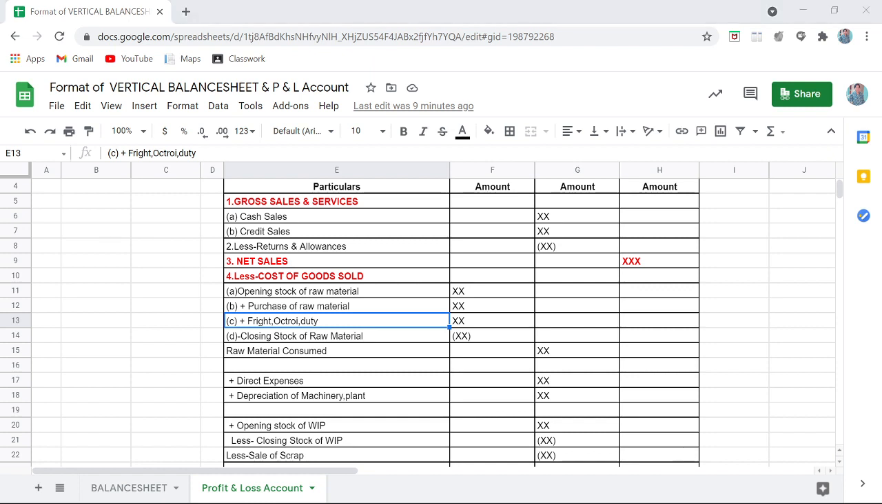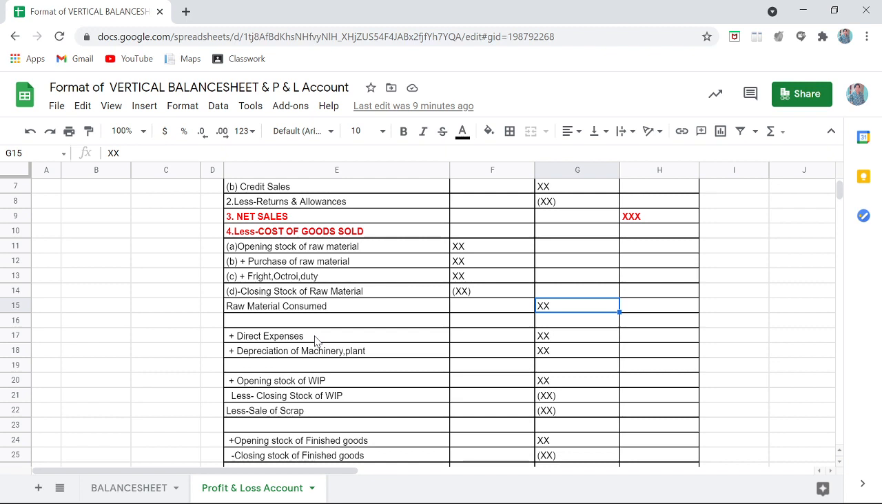Minus closing stock of material, because this closing stock is the unused stock of this year, which will not be consumed this year. This becomes the closing stock for this year. Next year it will become opening, and next year I'll be using it. So I'm deducting this. This is the only item which is deducted, right? So you will get raw material consumed. This was one part of your cost of goods sold.